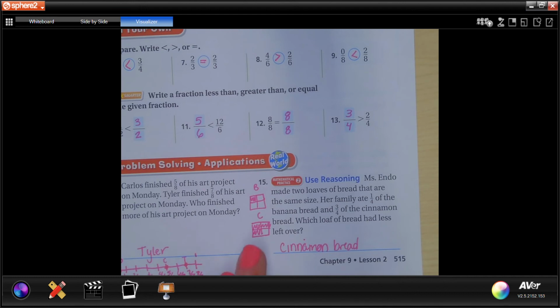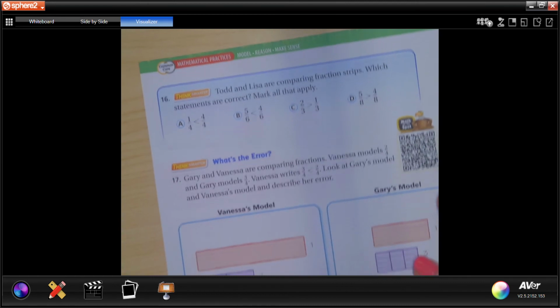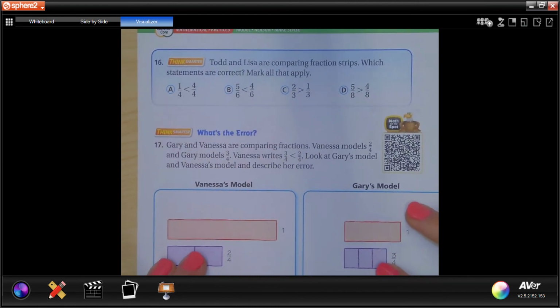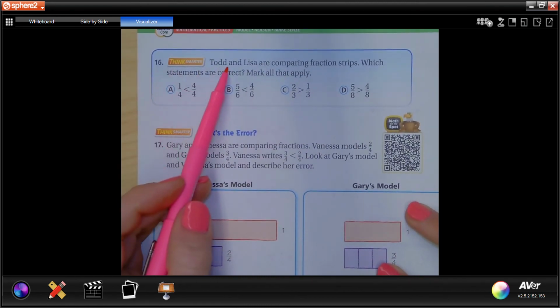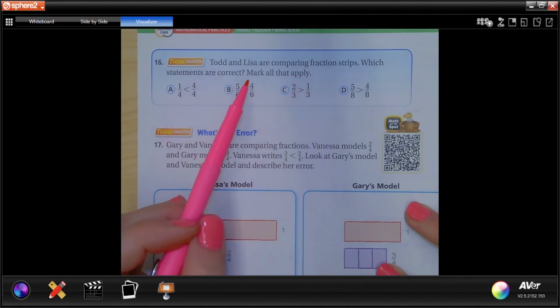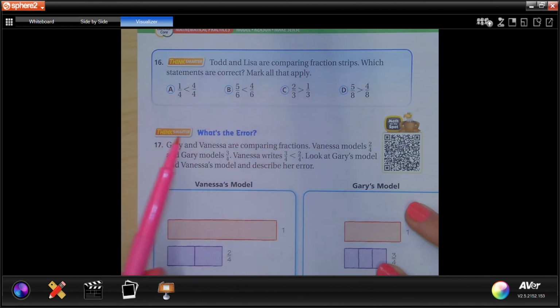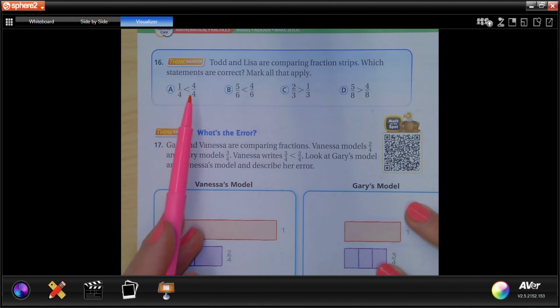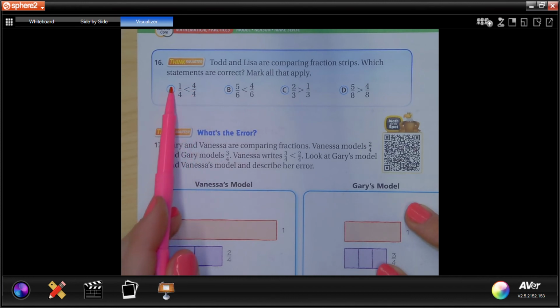Alright, now we're going to move on to page 516. Last page. Number 16. Todd and Lisa are comparing fraction strips. Which statements are correct? Mark all that apply. Alright, so we have fourths here. So is 1/4 less than 4/4? Is 1 less than 4? Yes, it is. This is correct.